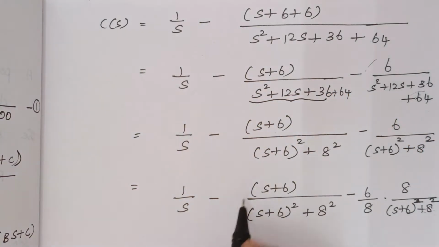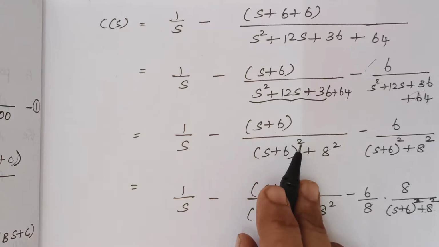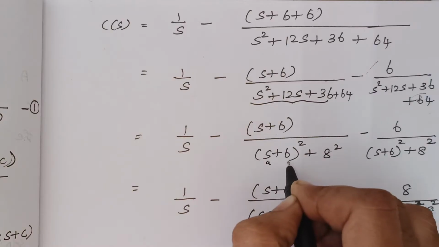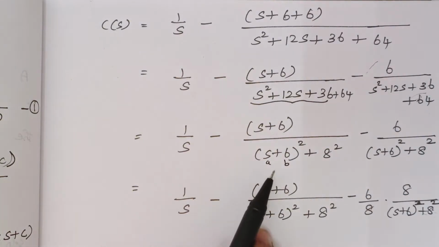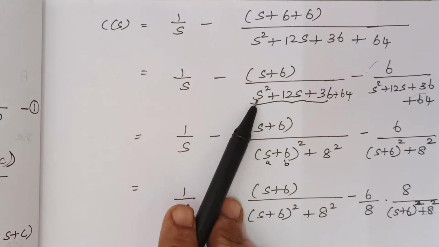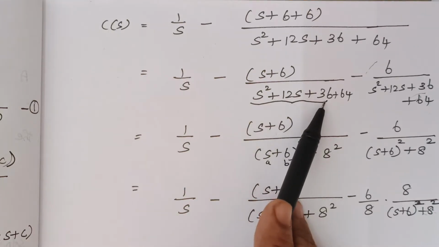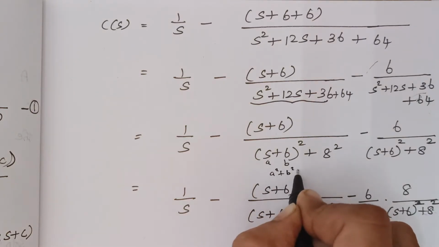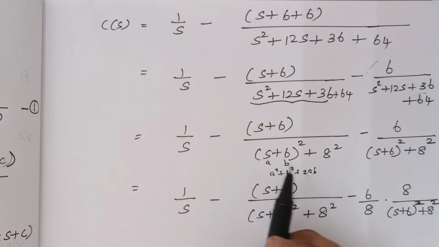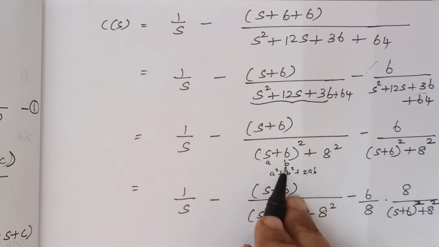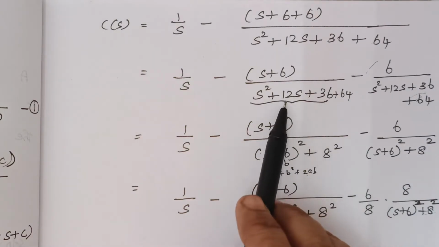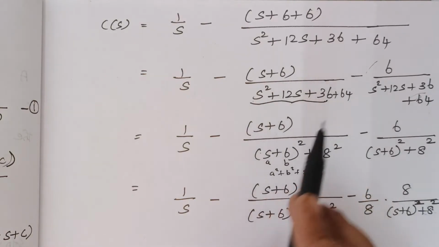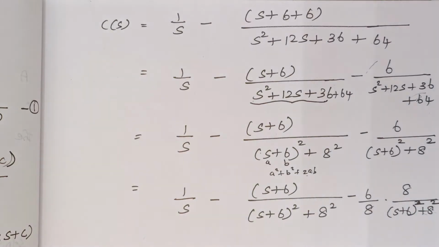terms can be written as s plus 6 the whole square, that is a plus b the whole square, because this is in the place of a and this is the place of b, right? So s square, here s square, so 6 square 36 I am having, and the formula is a square plus b square plus 2ab, right? In the place of a I am having s, and the place of b I am having 6. So I am having 12s, right?